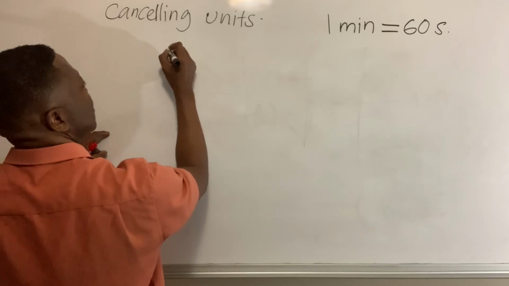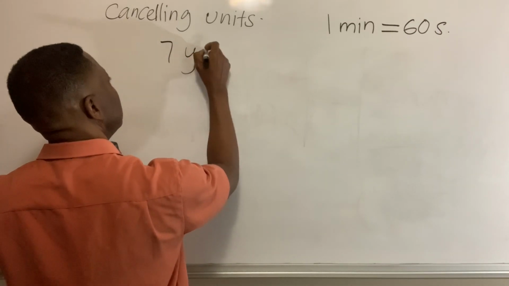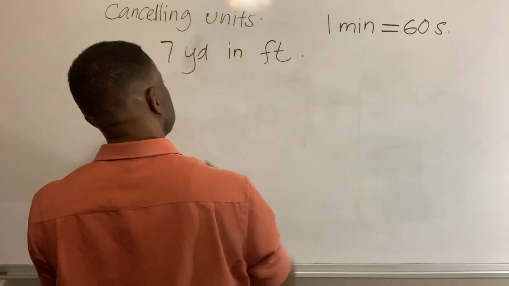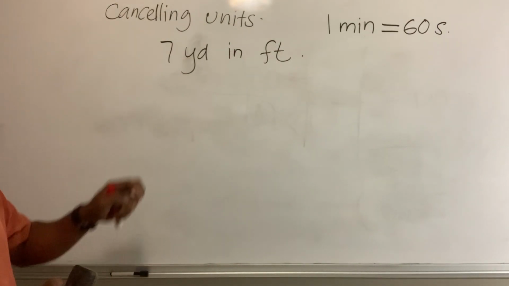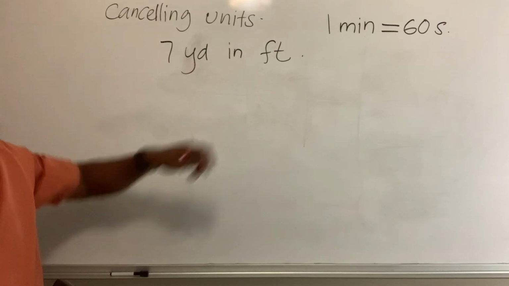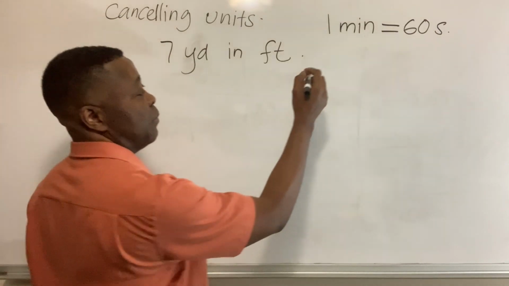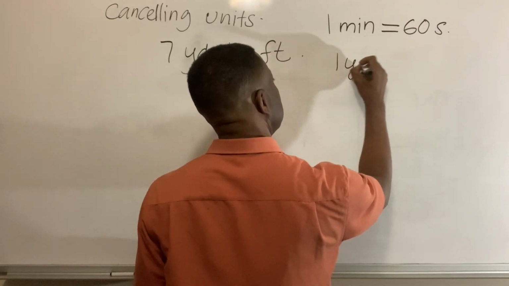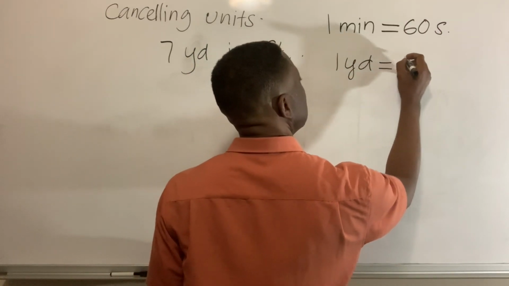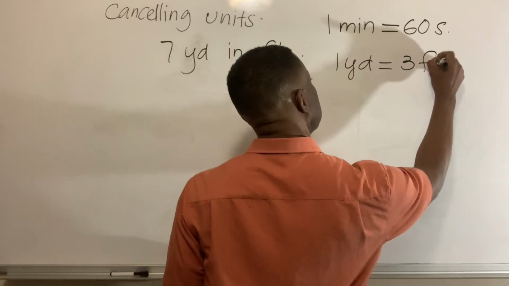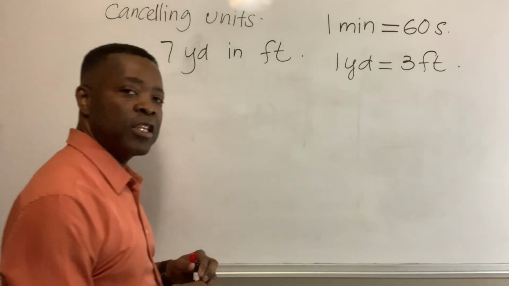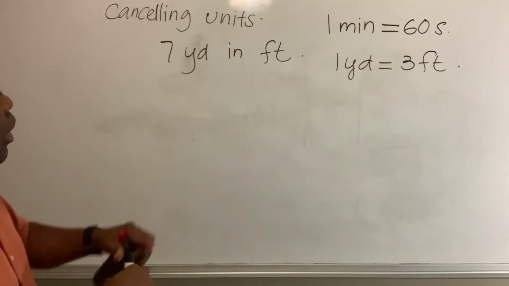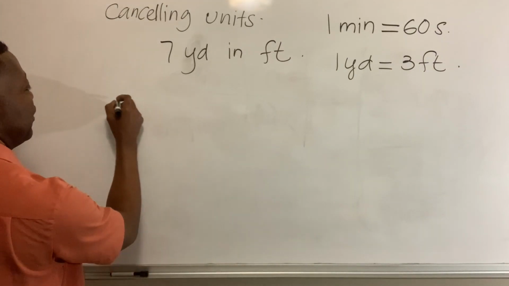How do you convert, let's do 7 yards in feet. How would you convert 7 yards in feet? I'll give you this relationship: 1 yard is equal to 3 feet. How do you solve this problem? I have my 7 yards here.